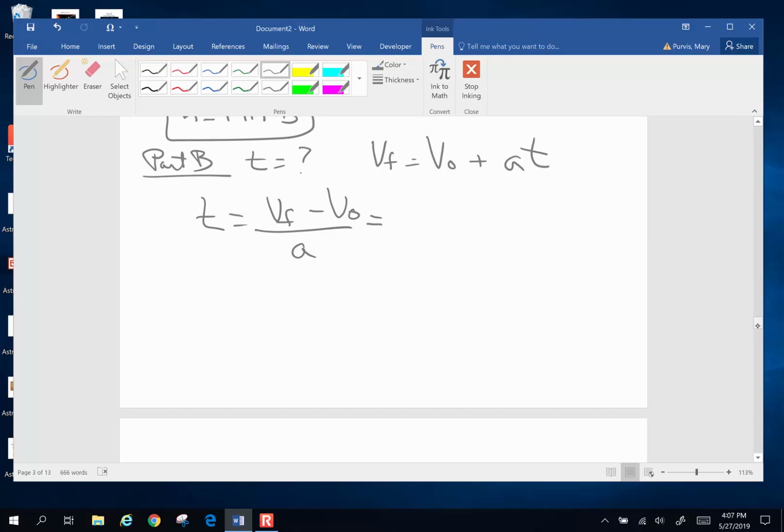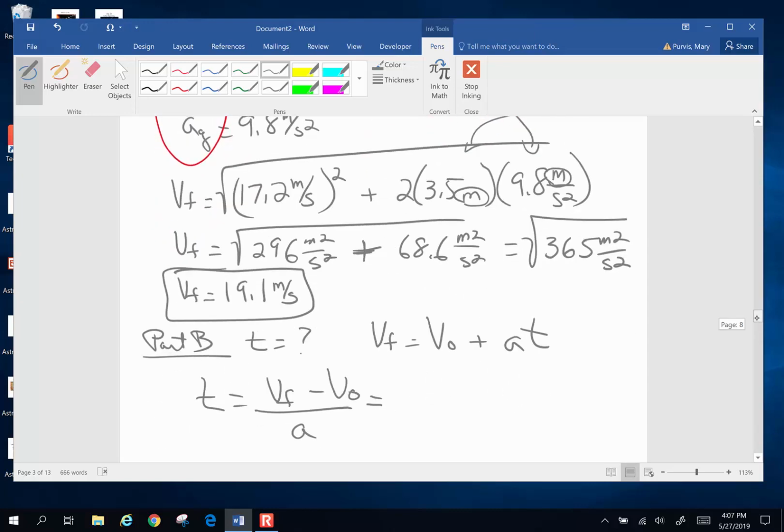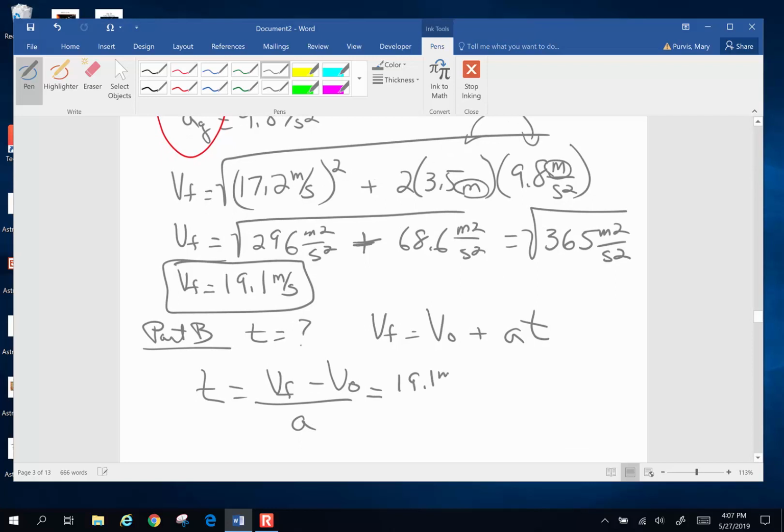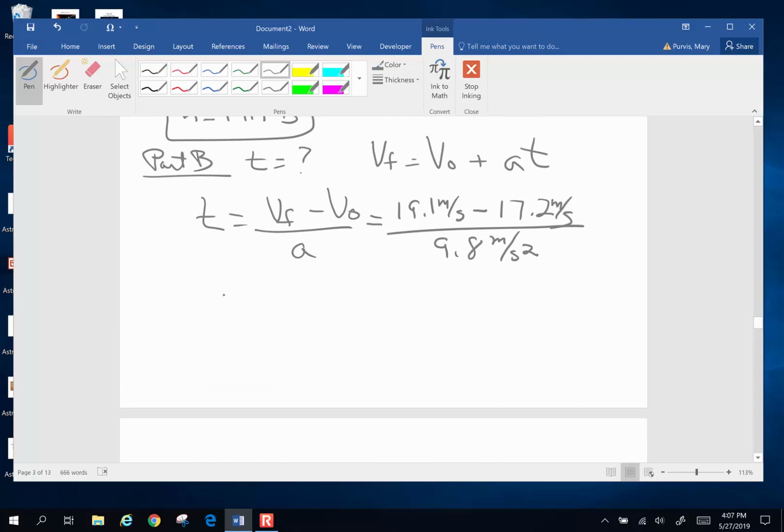Final velocity was, I've got to go back and grab my numbers. Final velocity was 19.1 meters per second. Original velocity was 17.2 meters per second. And accelerated by gravity, 9.8 meters per second squared. Put all this in my calculator, and I'm going to end up with a time of 19.1 minus 17.2 equals divided by 9.8, and I end up with a time of 0.1938 or 0.194 seconds.